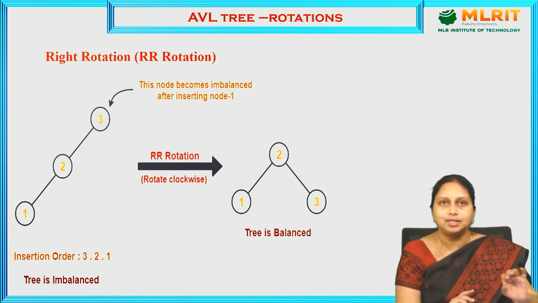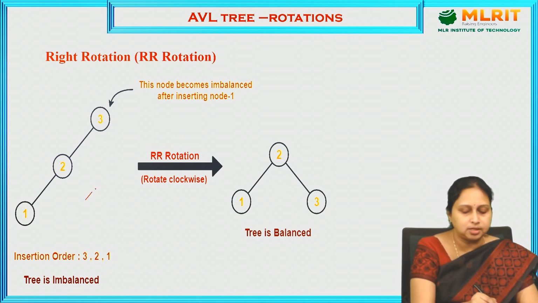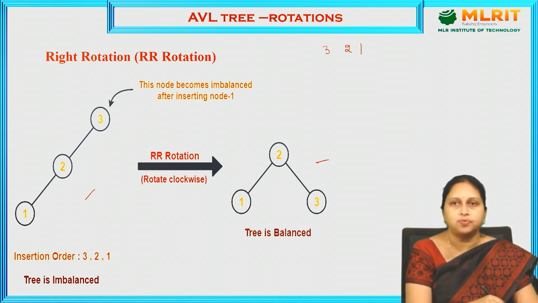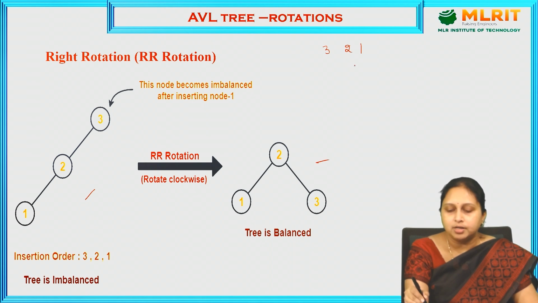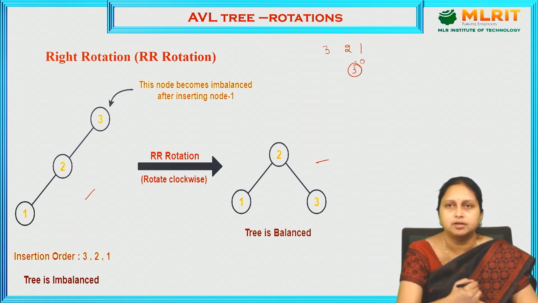Next, we will go for the next rotation. Consider the order of elements. The same thing. Here we are discussing with an example. Here we have 3, 2, 1. Consider these are the elements given to construct the tree. Now, I am going to insert 3 as a root node. Find the balance factor based on the left and right subtrees. Here you don't have any left and right subtrees, because of that the balance factor is 0.